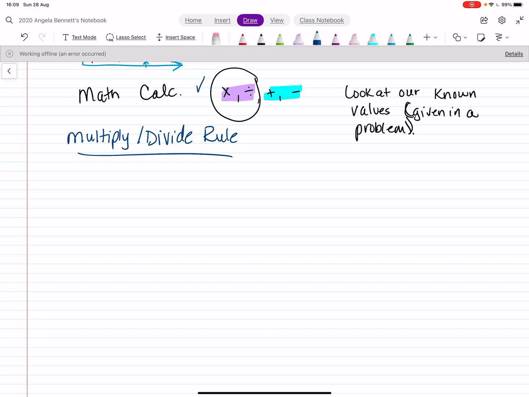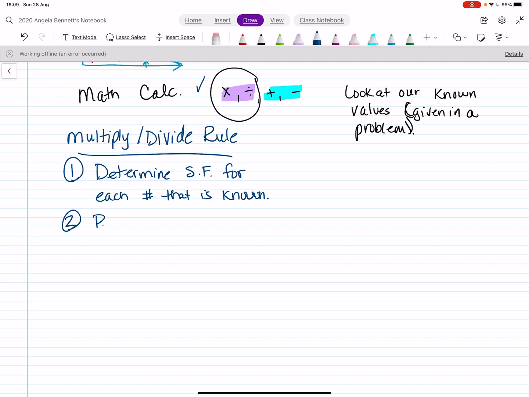It's pretty simple. Number one, determine your sig figs for each number that is known. Step two, perform the math function. Whatever, multiply or divide, whichever one.